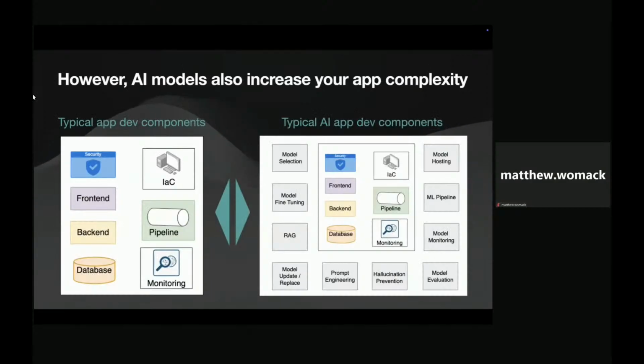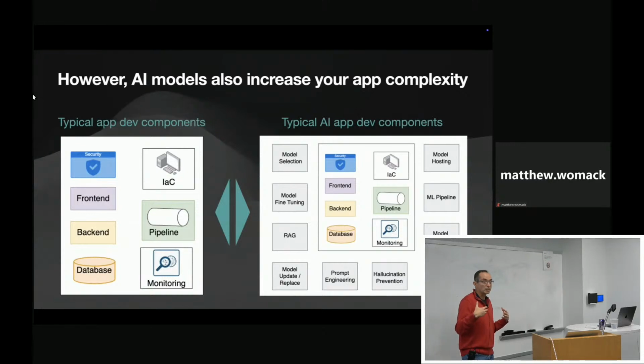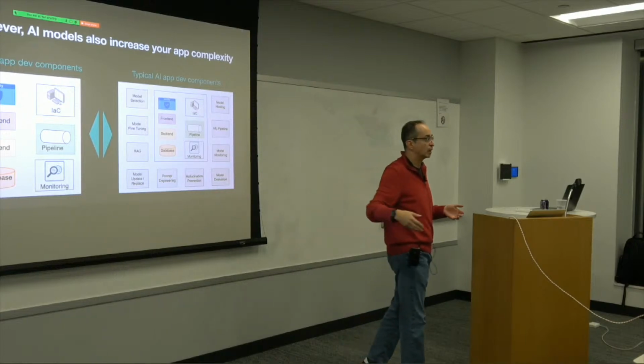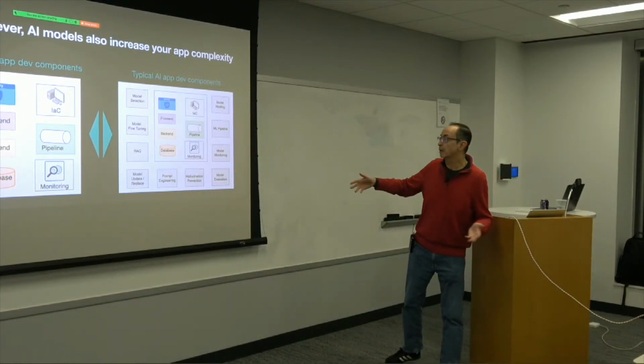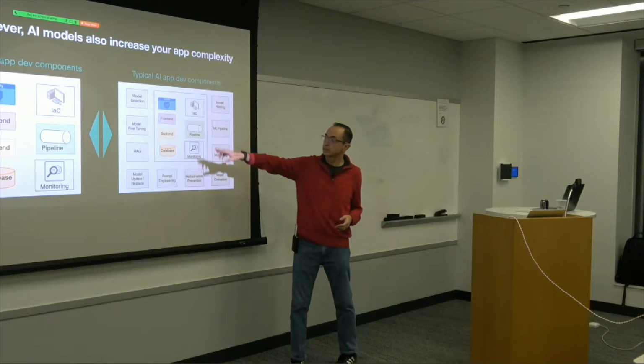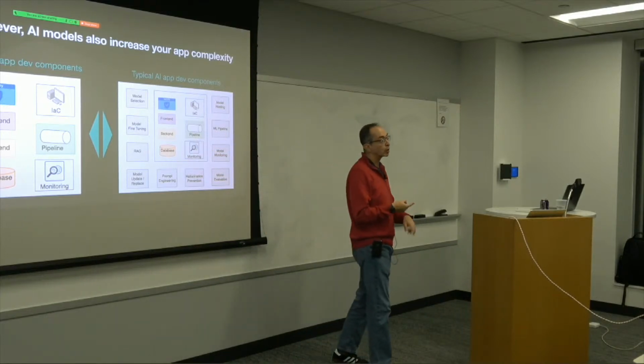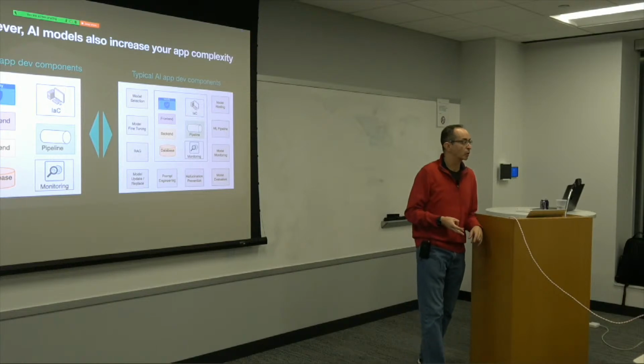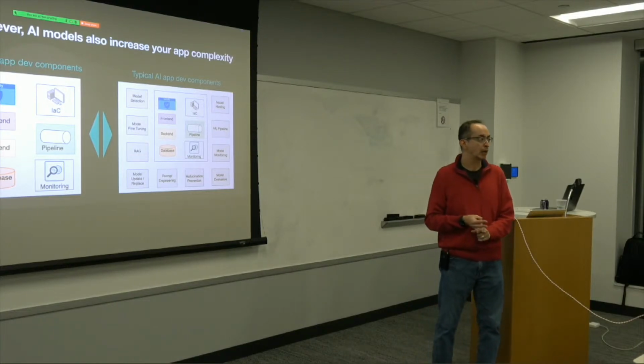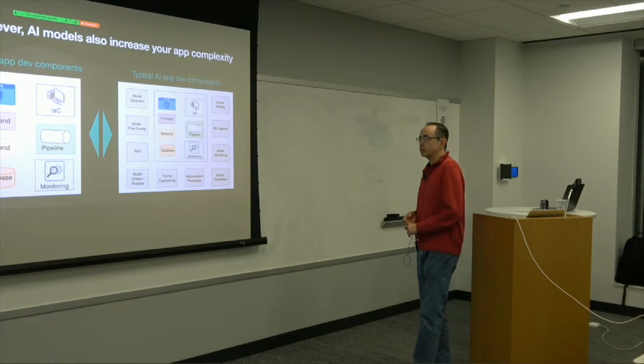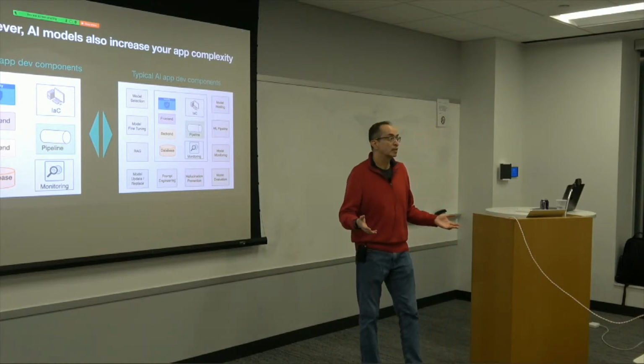But even though these tools help us, they also hamper us. Because if you start using AI in your applications, it's no longer just your typical components that you have to build. We still have to use front-end, back-end, pipelines, all that stuff. But now you have to worry about all this stuff that's here in gray. Now you have to figure out which model you're going to use. Are you going to train it? Are you going to use RAG to reduce hallucinations? How are you going to evaluate this thing?